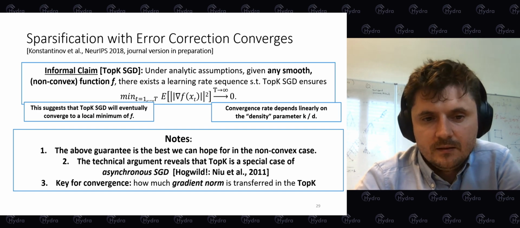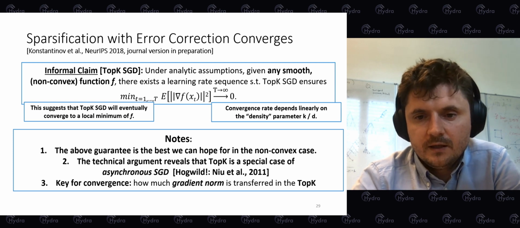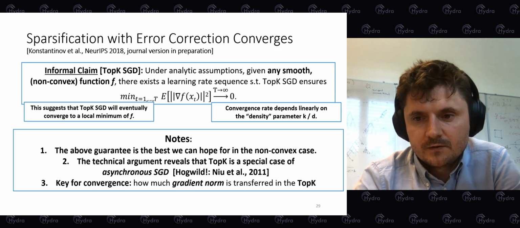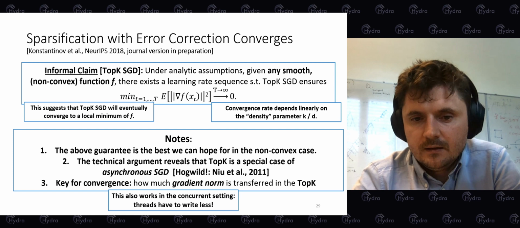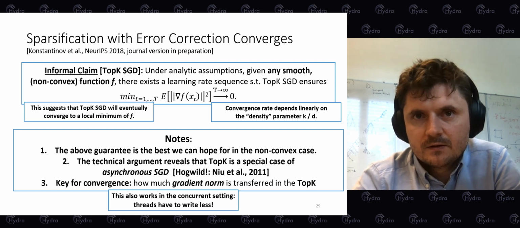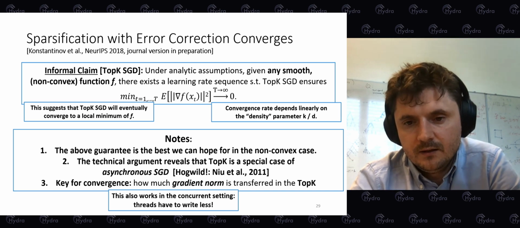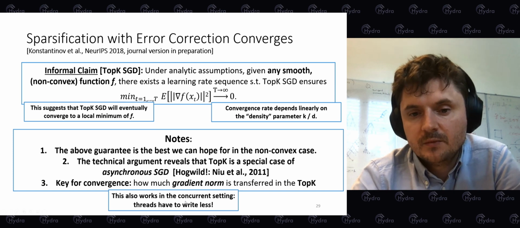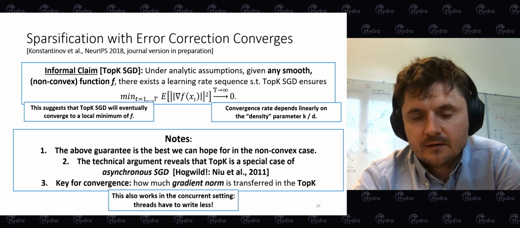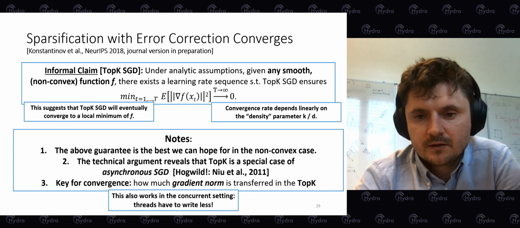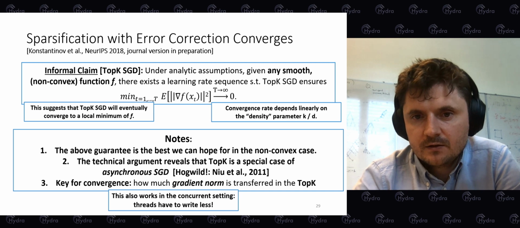Okay, and the key parameter we care about is how much of the gradient norm, how much of its magnitude in some sense, is transferred in the top K, basically. And one thing that I wanted to mention, since people might care about this in the concurrent world, is that this would work well even if you did things in a shared memory setting. So basically, this method allows you to practically write less. You write to fewer entries, so there's less potential for contention. So this could be a strategy. This kind of sparsification strategy can work well in a concurrent, shared memory setting as well.